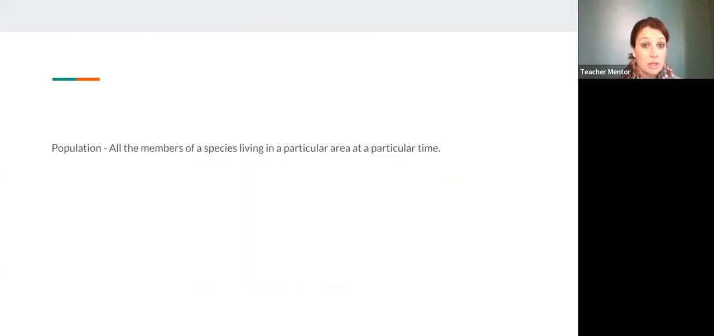Okay, population, another very important vocabulary word. All the members of a species living in a particular area at a particular time. So again, talking about the different populations of Darwin's finches, each group of finches on each island would eventually have become their own population because they were all living in one particular area on one particular island at the same time.